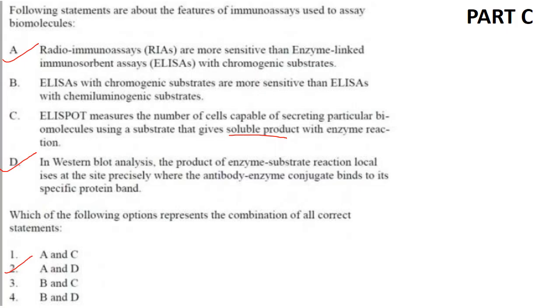Coming to part C, the first question. Following statements are about the features of immunoassays used to assay biomolecules. A: Radioimmunoassays are more sensitive than enzyme-linked immunosorbent assays with chromogenic substrate. Now they have asked for the combination of all correct statements. So A is correct.